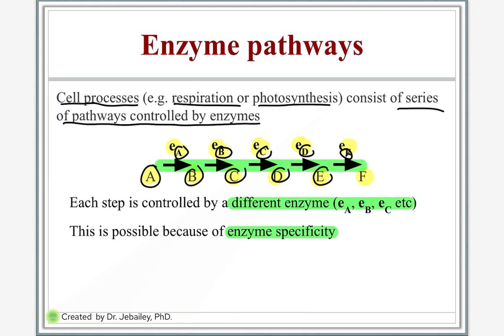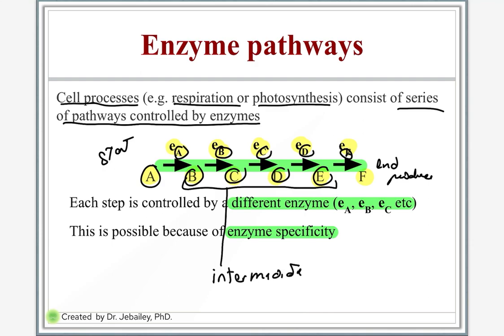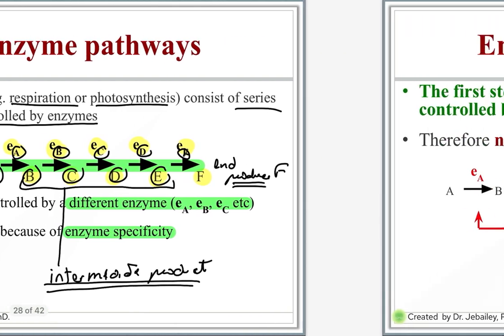Now, to continue, this is usually the start, and this is usually the end product. And the ones in the middle right here, we usually call these intermediate products. So you have to know this because these kinds of words can come out in IB exams. So we have the end product, which is F, the start substrate, which is A, and the intermediate products, which are B to E.